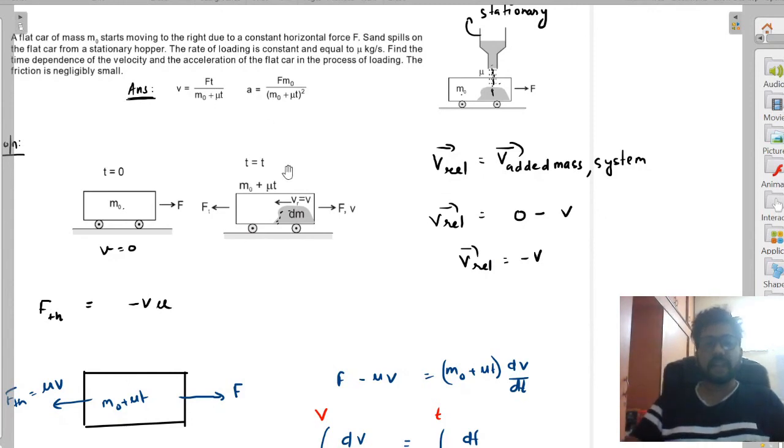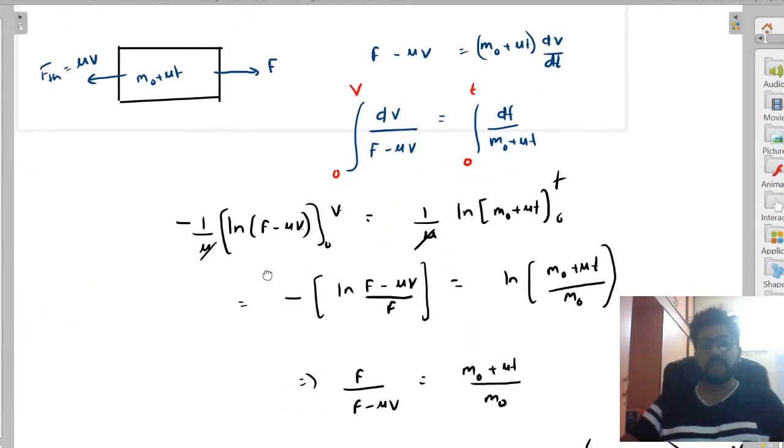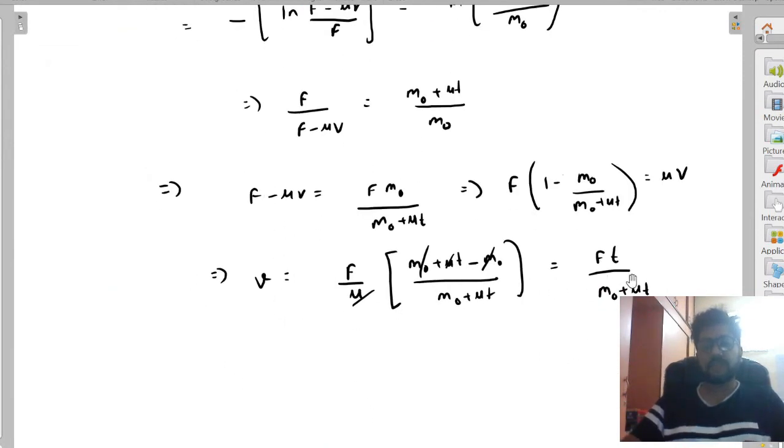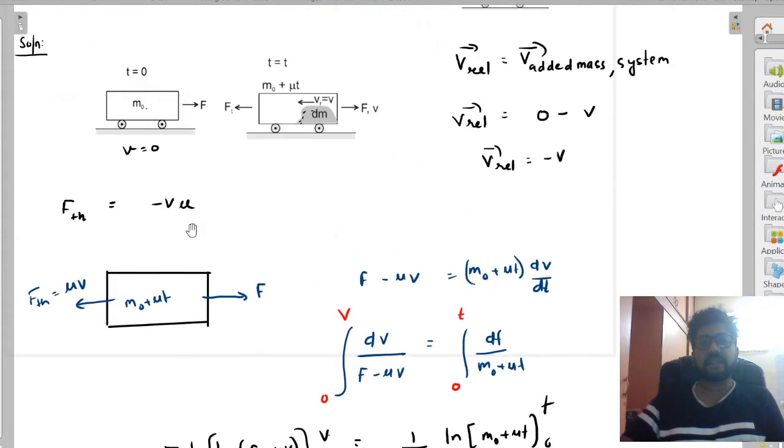If you want to find the acceleration, you can differentiate this again with respect to time. You will get the acceleration. I will not do that. I have already written the answer here.